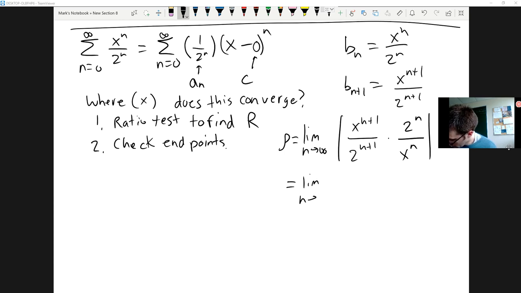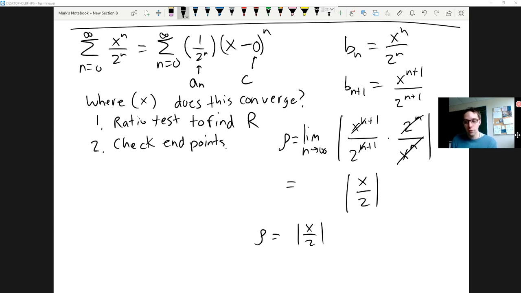And a couple of cancellations we can make there. Notice we have n plus 1 factors of x on top and n on the bottom. And so we can cancel those out, and we'll be left with just x on top. And with the 2's, we have n factors on top and n plus 1 on the bottom. So we can cancel all of those out, and we're going to be left with just a 2 on the bottom. And notice, at that point, we've canceled out all of the n's. And so we really don't need to write the limit anymore. Rho is equal to the absolute value of x over 2. And if we think back to our ratio test, the condition for convergence is that the ratio is less than 1. So this converges when the absolute value of x over 2 is less than 1.